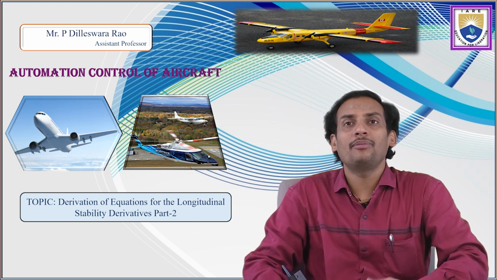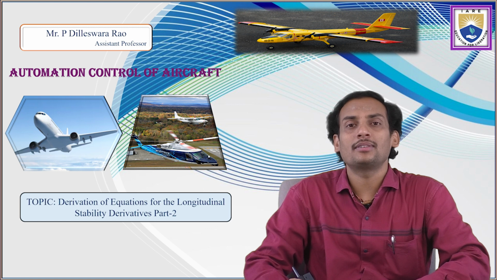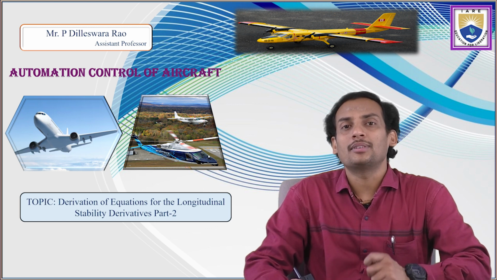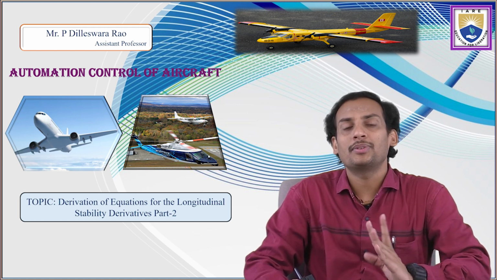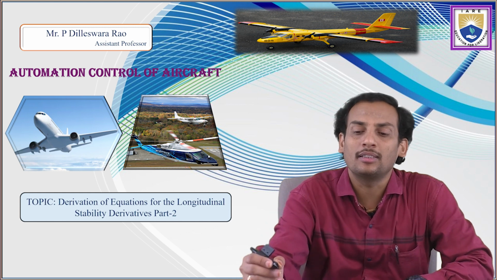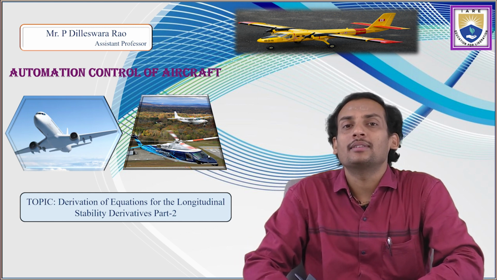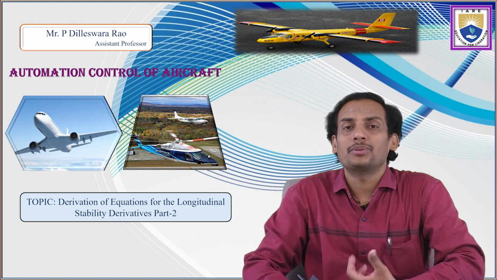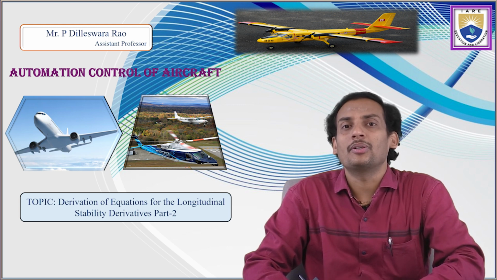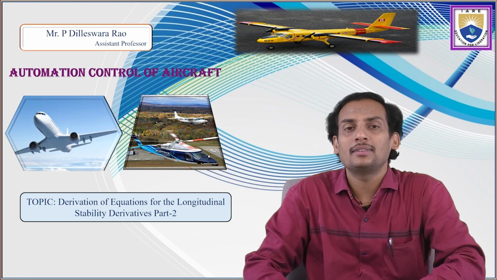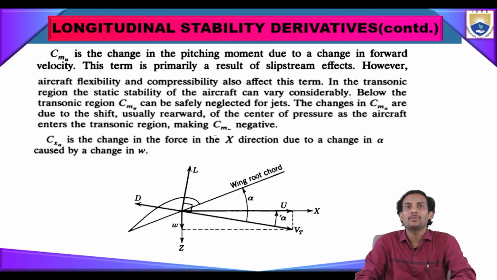Last class we did the derivatives for the linear direction, that is CZ, CXA and CXZ. So those derivatives we already did. Now we will see CMA and CMZ. So let's go into the topic.